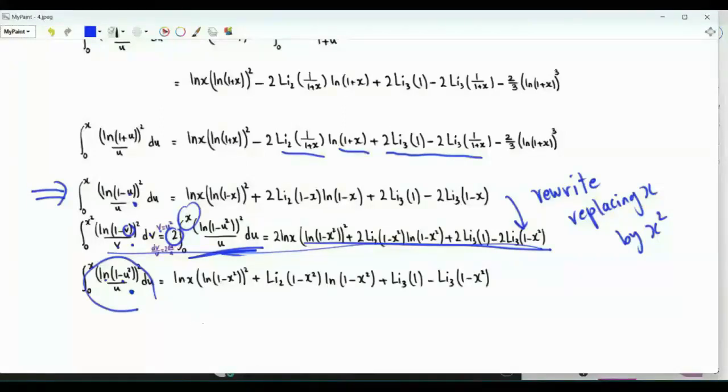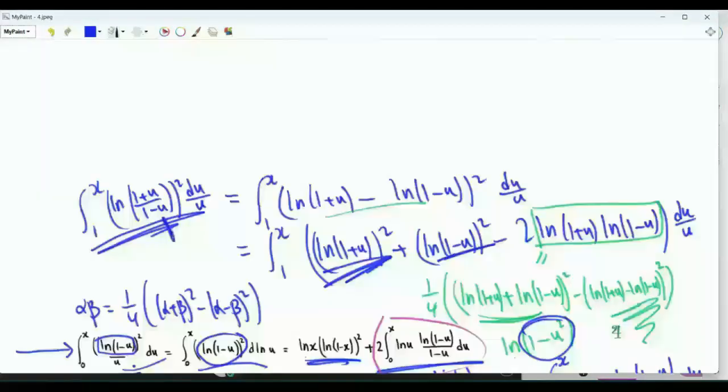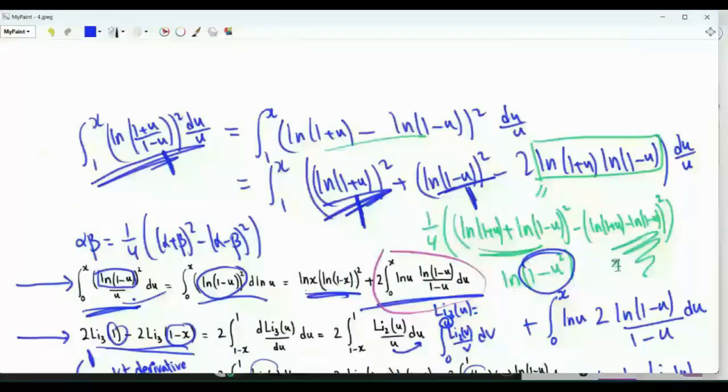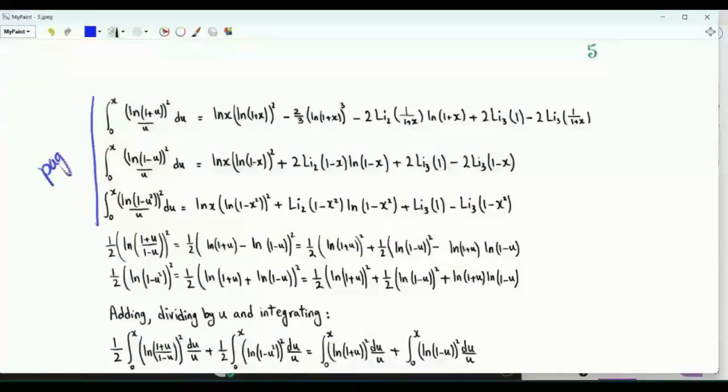The integral that we need to prove our trilogarithm identity is an integral that has the square of this logarithm. But this square can be expressed using this square, that square, and also this term here. Let's now combine the results so that we get the integral of interest. These are the results from page 4.